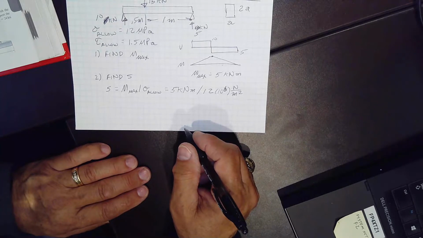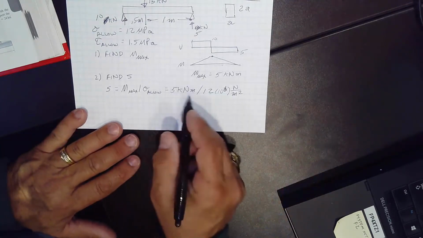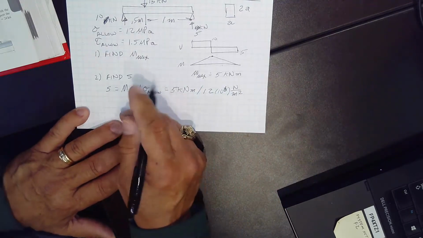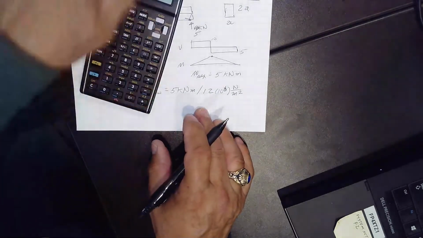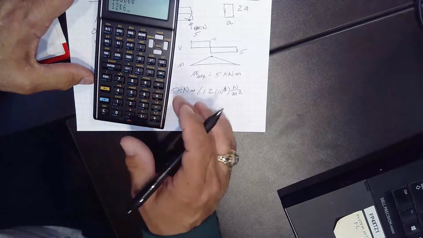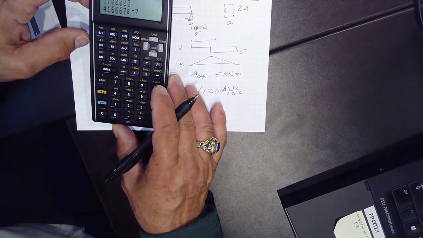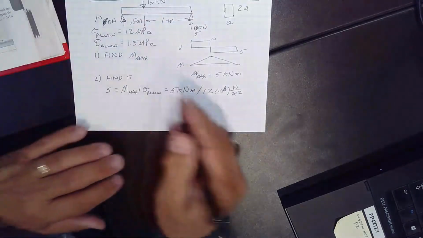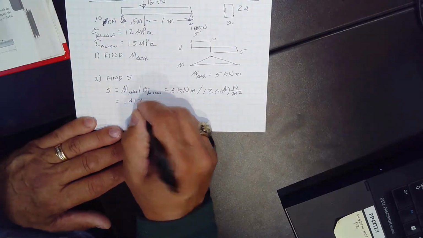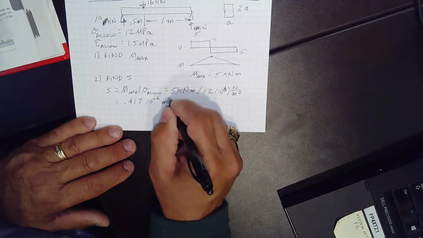Okay, so the newtons are going to cancel. That's good. One of the moments, so it's going to work out to meters cubed, which it should. So let's see, that comes out to 4.17 e to the minus seventh, or 0.417 times 10 to the minus 6 meters cubed.